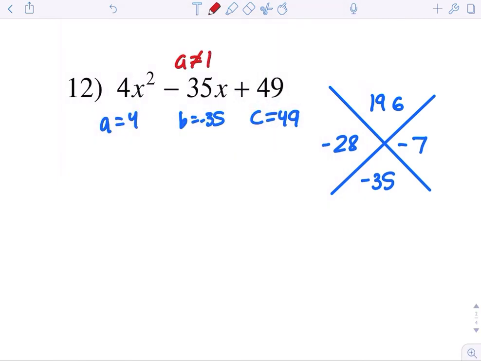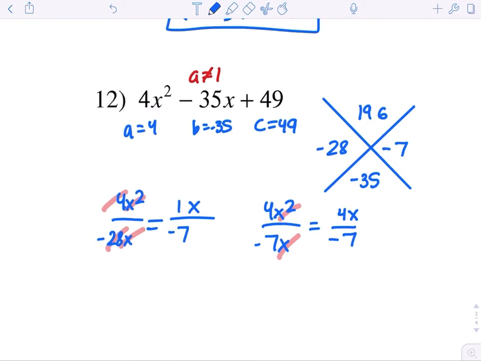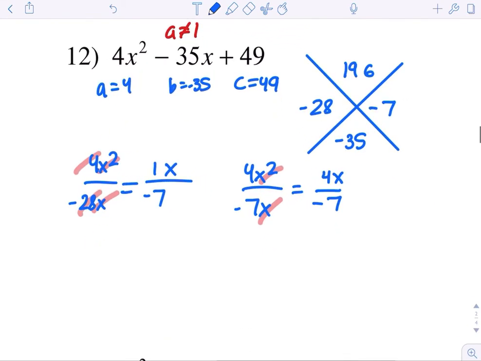A is not 1, so you get 4x squared, 4x squared. Write the first term twice, and then these are on the bottom, right? Negative 28x, negative 7x. 4's cancel, so you're going to get 1 over negative 7. And x cancels from top and bottom, so you just have 1x on top. Over here, 1x cancels from top and bottom, so you get 4x all over negative 7. x minus 7 times 4x minus 7 is your factor.